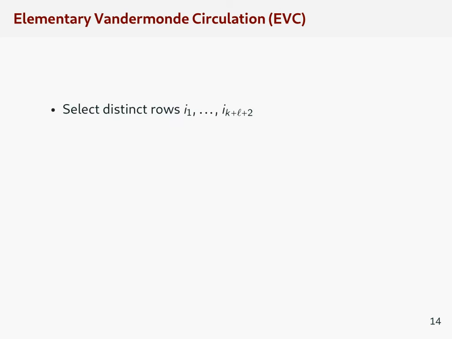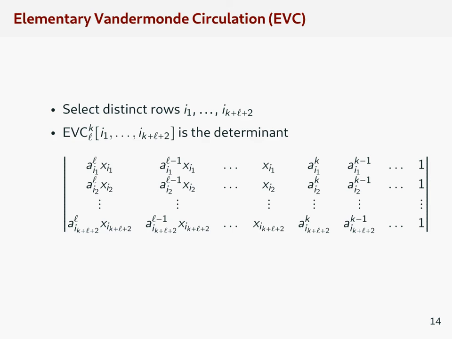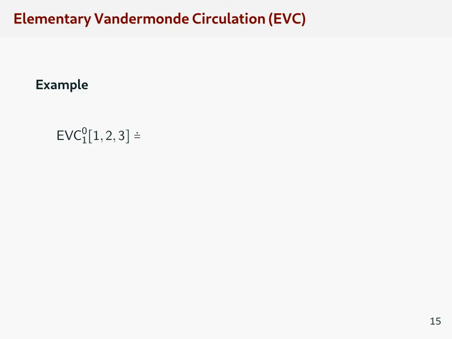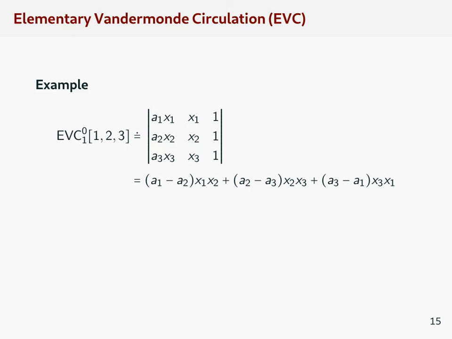They're formed by selecting distinct rows from the system, or distinct variables, I1 through i_{k+l+2}, and you form this determinant out of it. So here's an example of EVC_{0,1} with indices 1, 2, 3. It's this determinant right here. Expanded as some monomials, it looks like this. So we can see right away that this has degree 2.